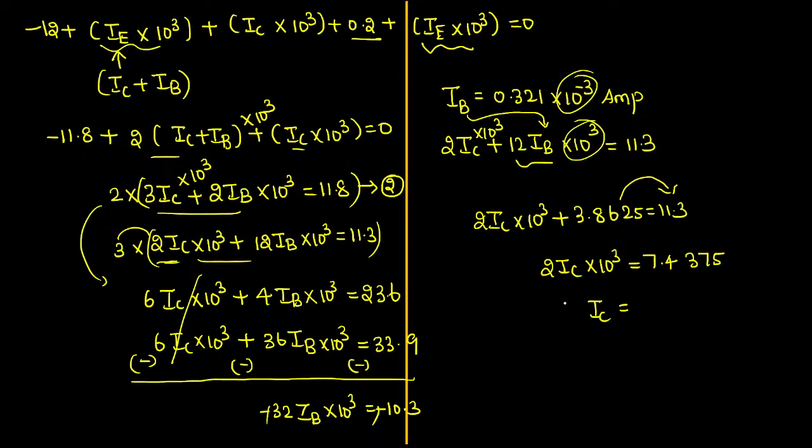So what will be the value of collector current IC finally? You have to divide it by 2. So it will become 3.71875. Pass this 10 power 3 to the right hand side. It will become 10 power minus 3, or we can say milliampere. Finally, we got the value of collector current. Yes or no? Yes, sir. So that is how we are solving the question here.